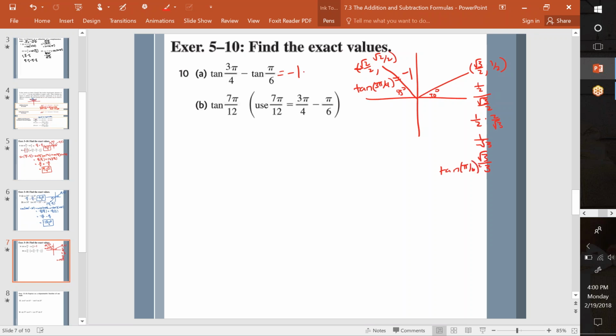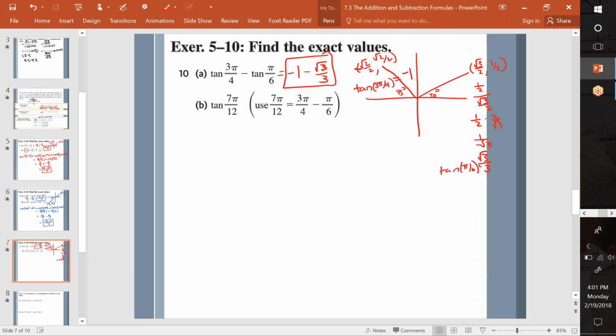So negative 1 minus the square root of 3 over 3, because there is a minus sign between those two. Now, we could get a common denominator if we want, but I'm not going to force you to. So that would be our answer for the first part. Now, while we're looking at those individually, 7 pi over 12 is 3 pi over 4 minus pi over 6. And again, you can check this by getting a common denominator.